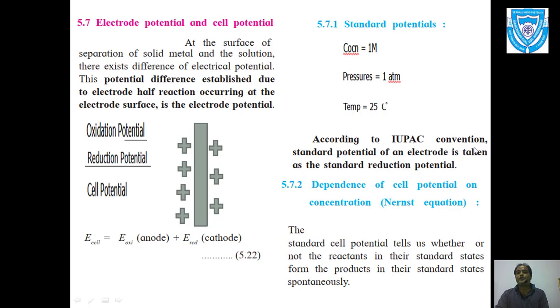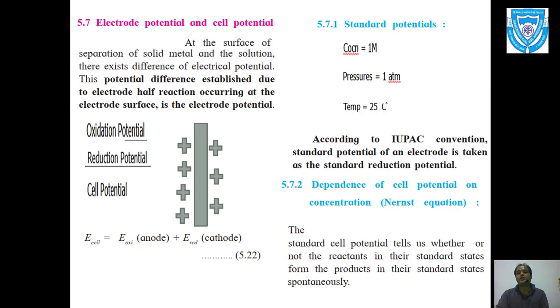According to the IUPAC conventions, the standard potential of an electrode is taken as the standard reduction potential. So according to the IUPAC conventions, we have to consider the standard reduction potential only. Just now I told you, if any electrode shows a certain oxidation potential, then its reduction potential will also be the same digits, only the sign convention will be changed. So this is very simple.